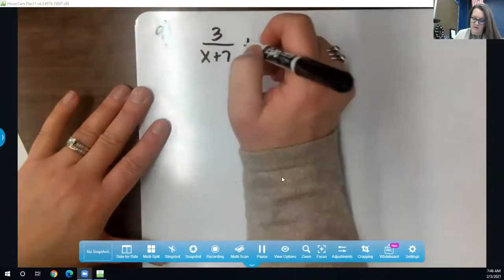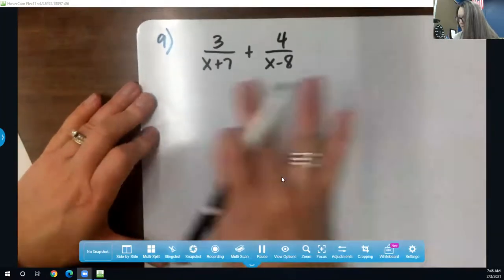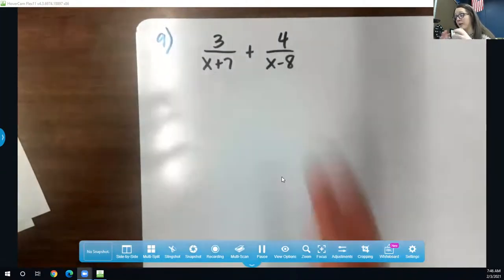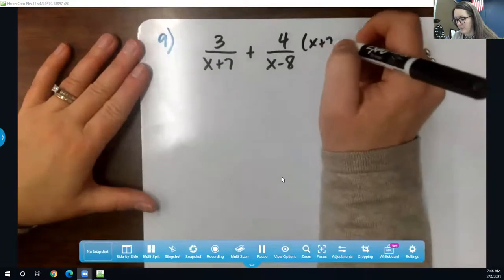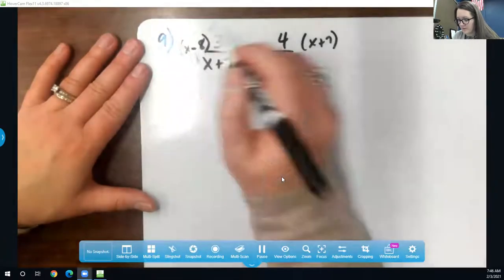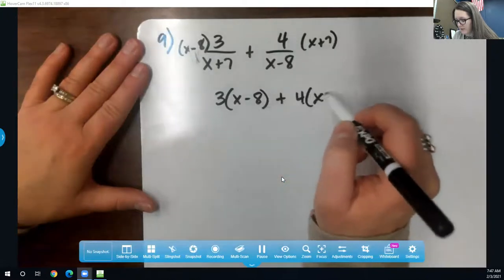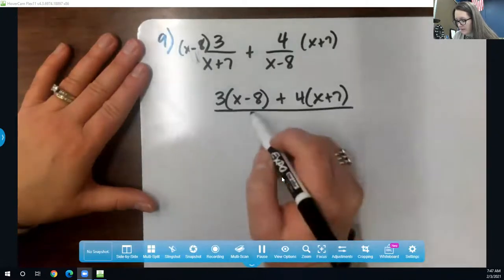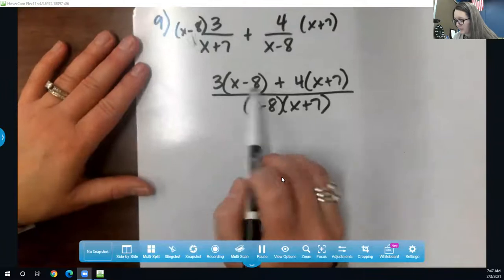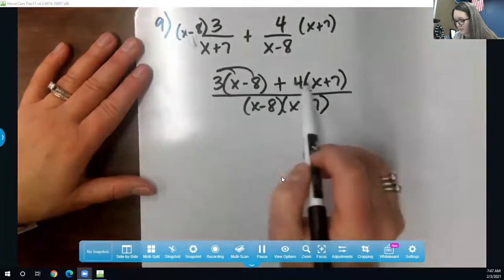3 divided by x plus 7, plus 4 divided by x minus 8. So I want to think about this with my common denominator. Since these don't really have anything in common, the whole thing itself is going to be the common denominator. So x plus 7 over here, x minus 8 over here, excuse me. So we have 3 times x minus 8 plus 4 times x plus 7, all divided by x minus 8, x plus 7, okay? So remember, because we have this addition sign in here, we cannot cancel or simplify any of these. We have to go ahead and distribute out.